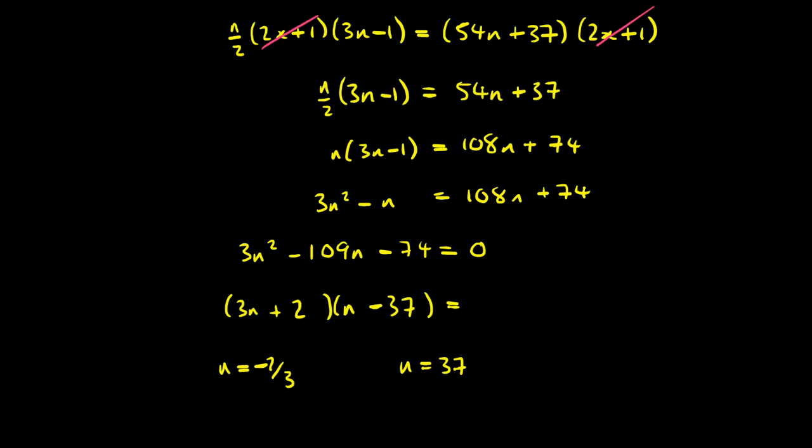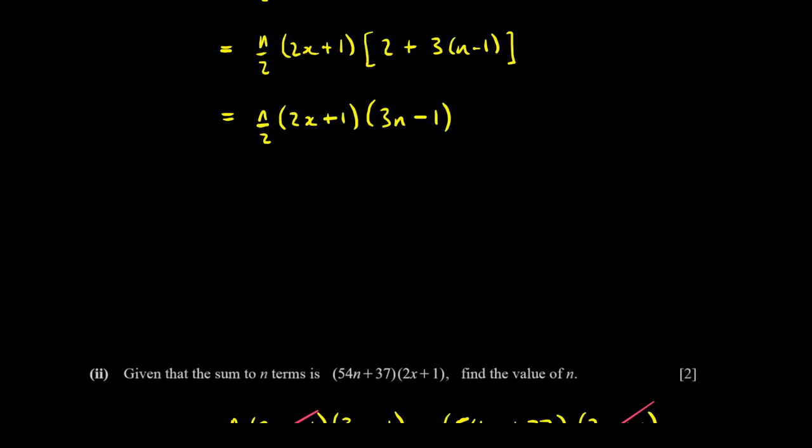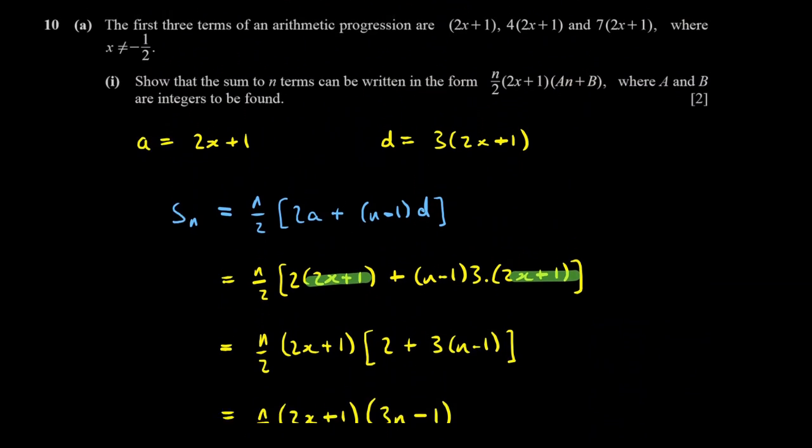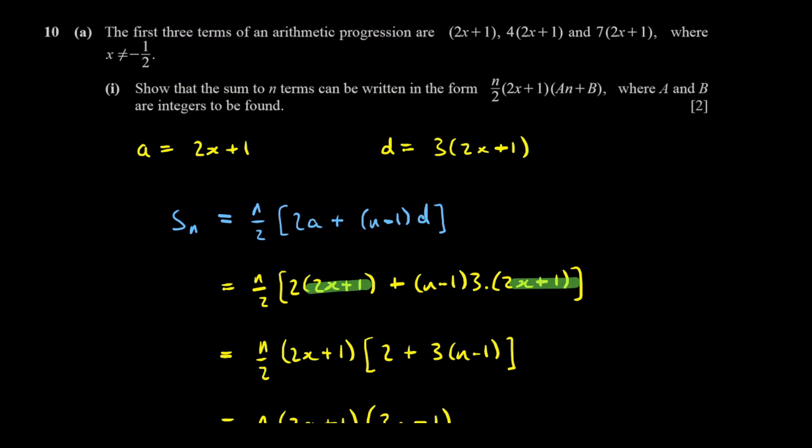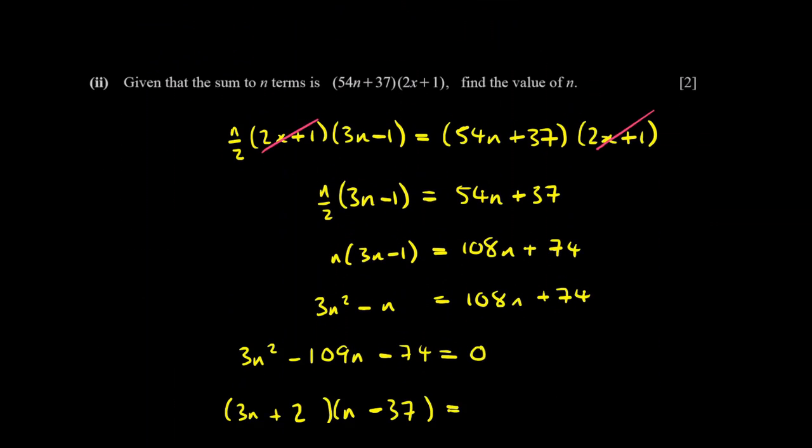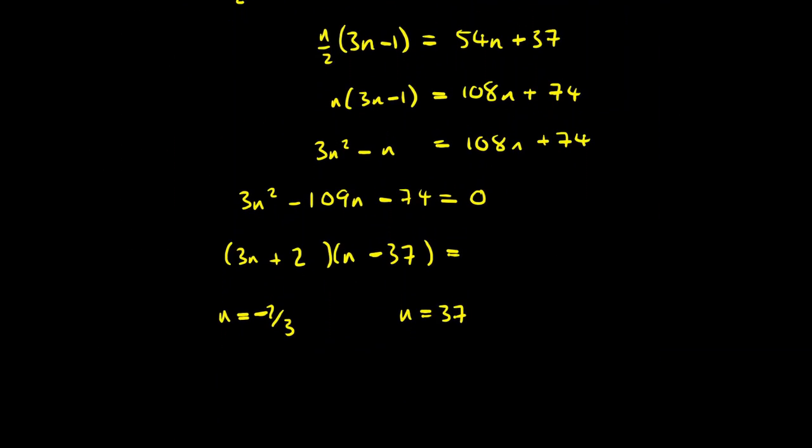Well, we just got to think about it, right? We can't have n is equal to minus 2/3, okay? Because it's an arithmetic progression, and what n stands for is the number of terms, right? So you can't have a negative number of terms, and you can't have a fractional number of terms. You can either have a first term, second term, third term, and so forth. So this solution here, we need to exclude it and say we're not interested. So the only answer that we want is n is equal to 37.